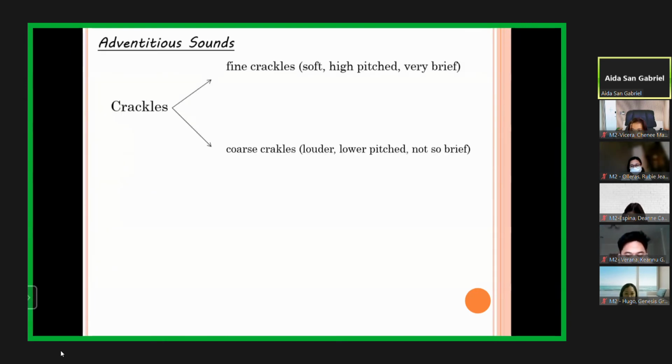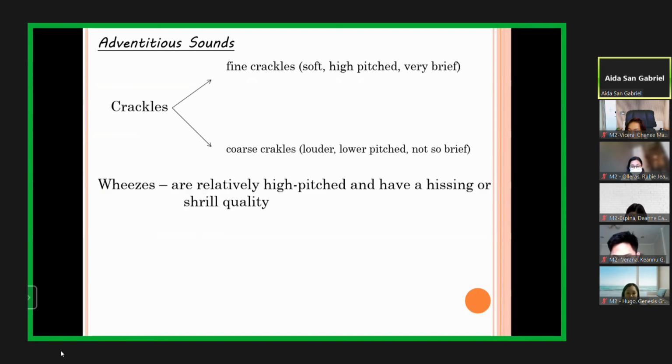So then we have crackles. Crackles, or otherwise called rales. Rales or crackles. We have fine crackles described as soft, high-pitched, very brief. And we have coarse crackles, which are louder, lower-pitched, and not so brief.